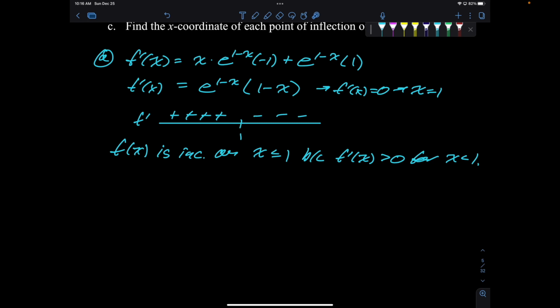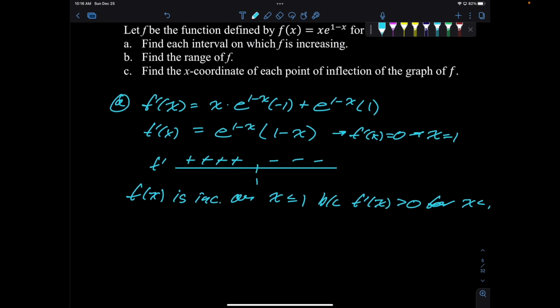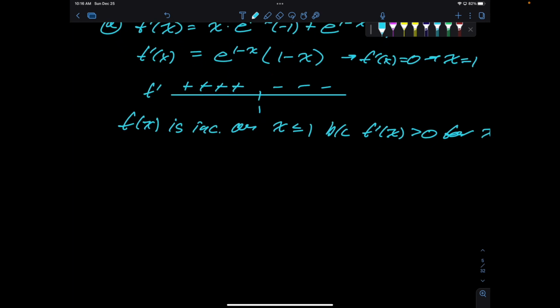And then we also need to know what's happening at 1. So you have a relative maximum. It doesn't say to give a reason, but I'm going to say that f prime changes from positive to negative at x equals 1.